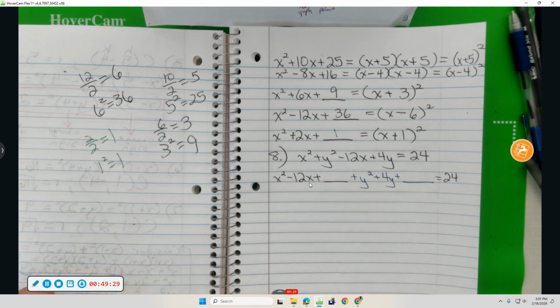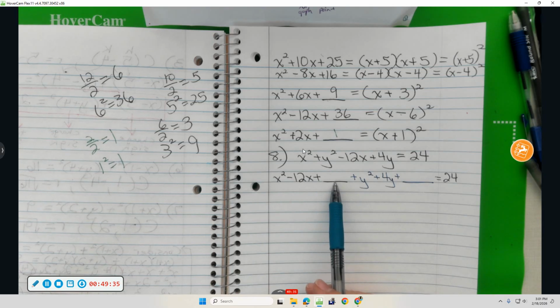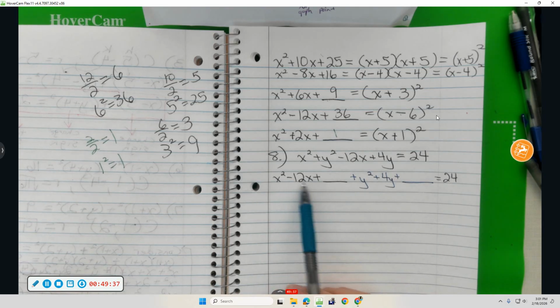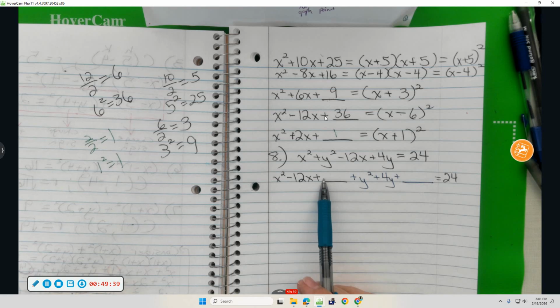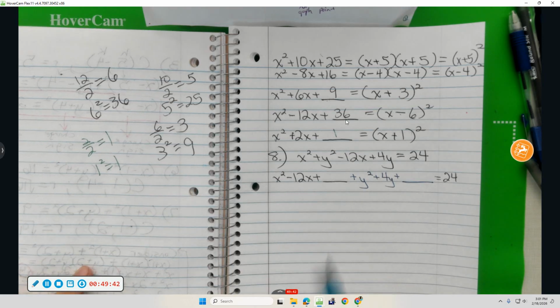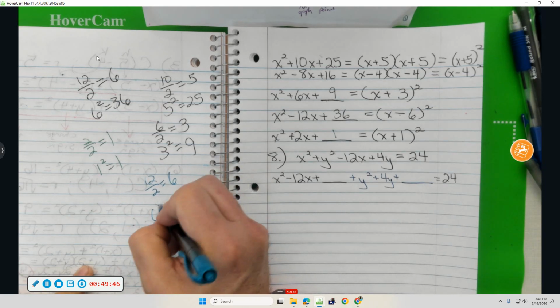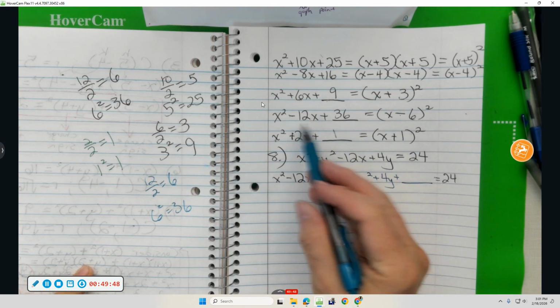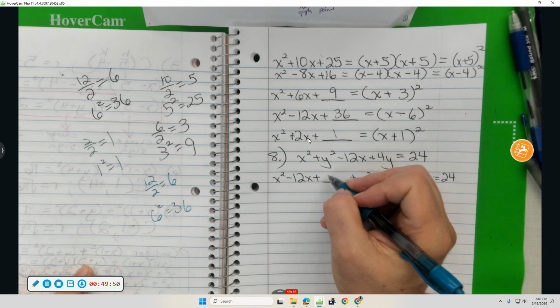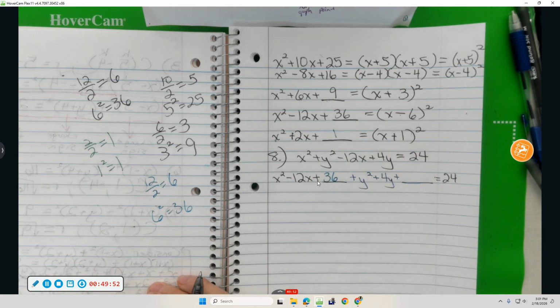We have to create a perfect square trinomial. What number am I going to put in that first blank? X squared minus 12x plus what? Okay, remember 12 divided by 2 is 6. 6 squared is 36. That's what we did right there. We add 36 to the left side.